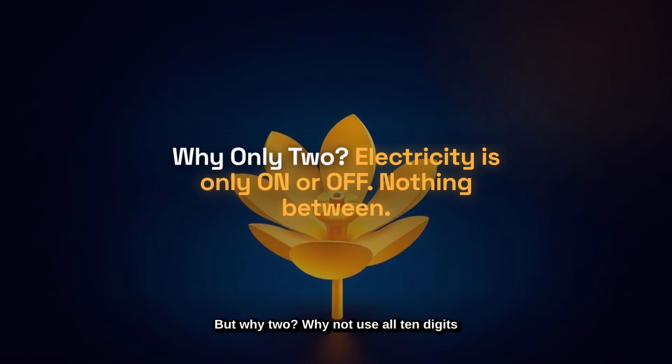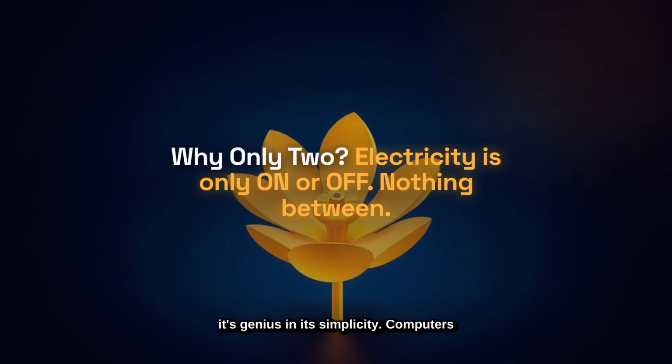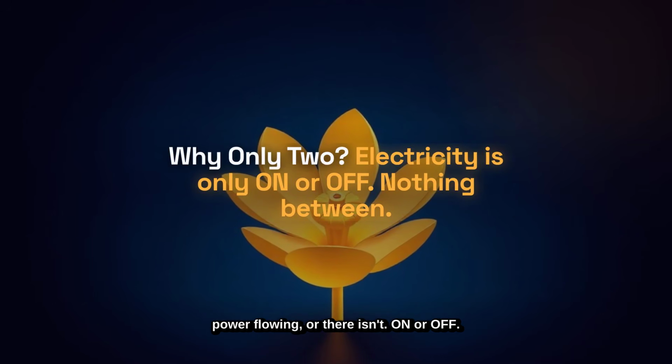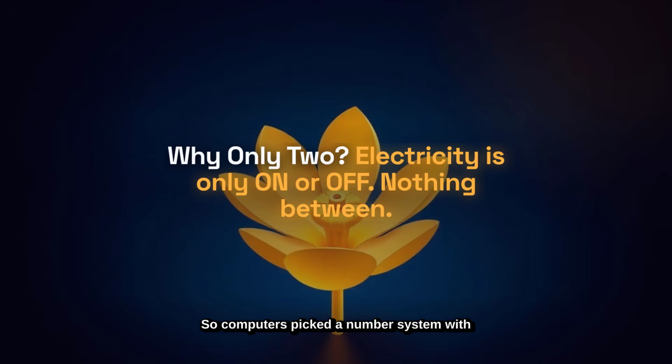But why 2? Why not use all 10 digits like humans do? Here's the reason, and it's genius in its simplicity. Computers run on electricity, and electricity is really only good at 2 things. There's power flowing, or there isn't, on or off. So computers picked a number system with exactly 2 states to match, 1 and 0.